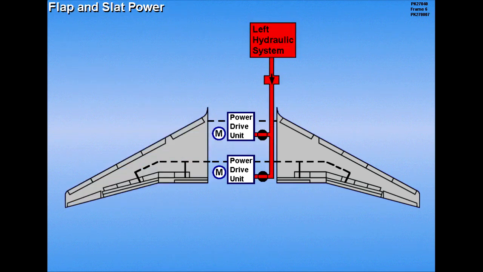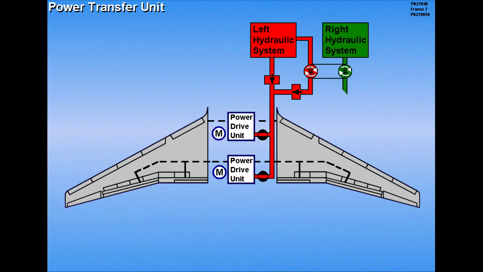The two power drive units are powered by the left hydraulic system. Shutoff valves control hydraulic pressure to each unit. If pressure is not available, electric motors can operate the power drive units via the alternate slat and flap system. Should the left hydraulic system lose pressure, the power transfer unit can operate the flaps and slats as a backup.